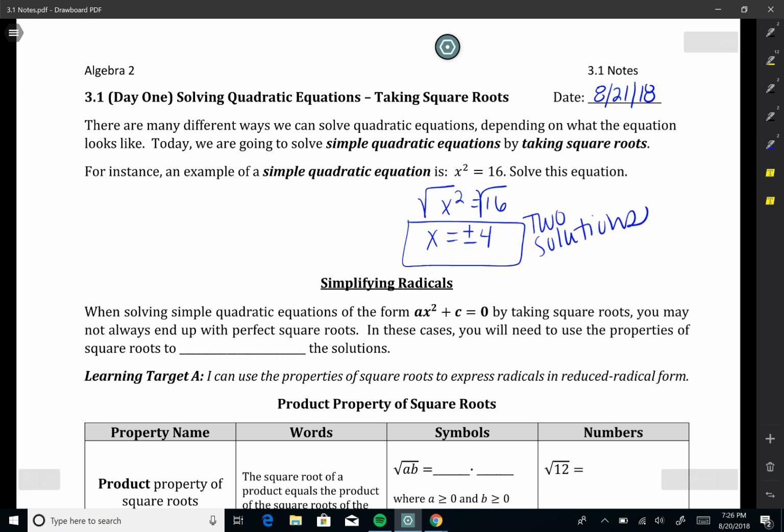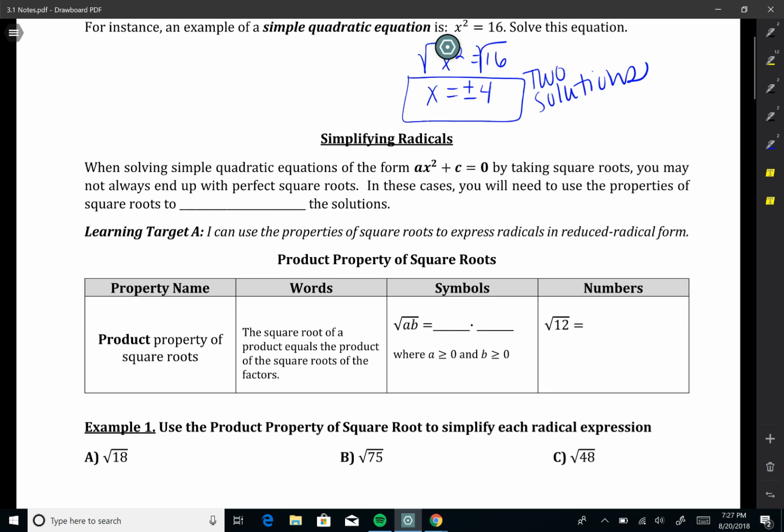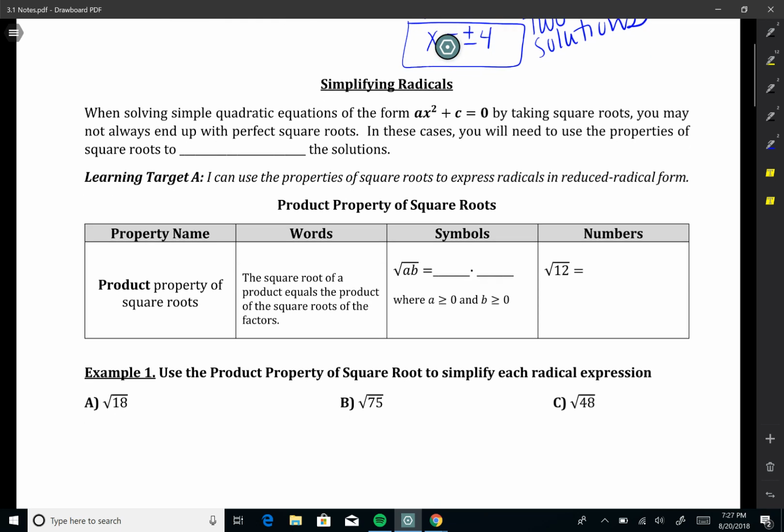Now, unfortunately, not every number is a perfect square. So before we get into solving, we're going to learn about simplifying radicals, and this should be review from Algebra 1. I'm going to start with the product property of square roots, and in the next video, we're going to do the quotient property. So when solving simple radical equations of the form ax squared plus c equals 0, notice that we don't have a bx term. That's why we can use square roots.